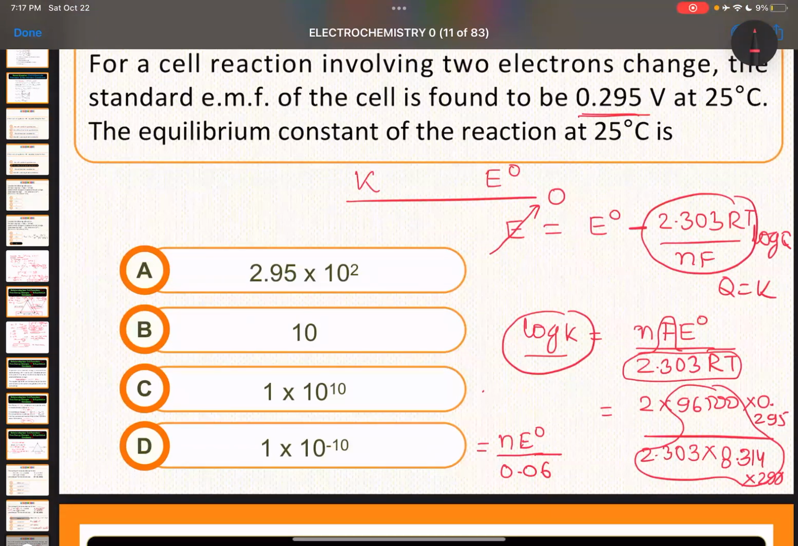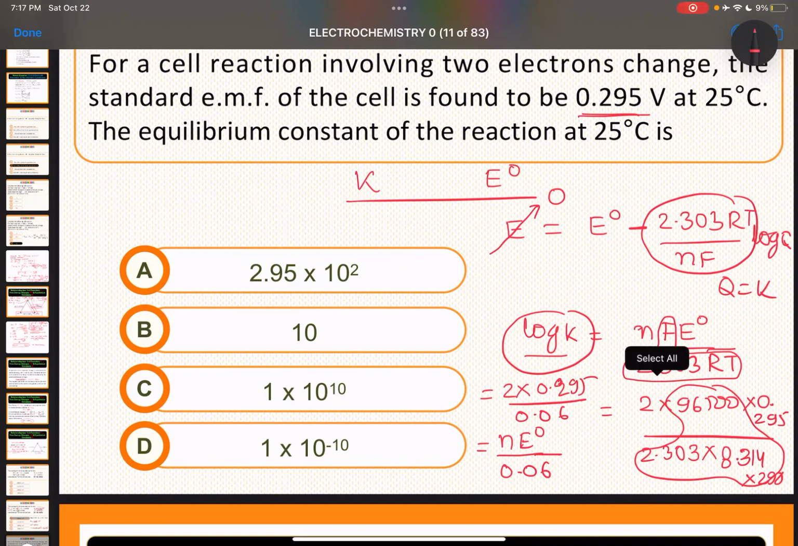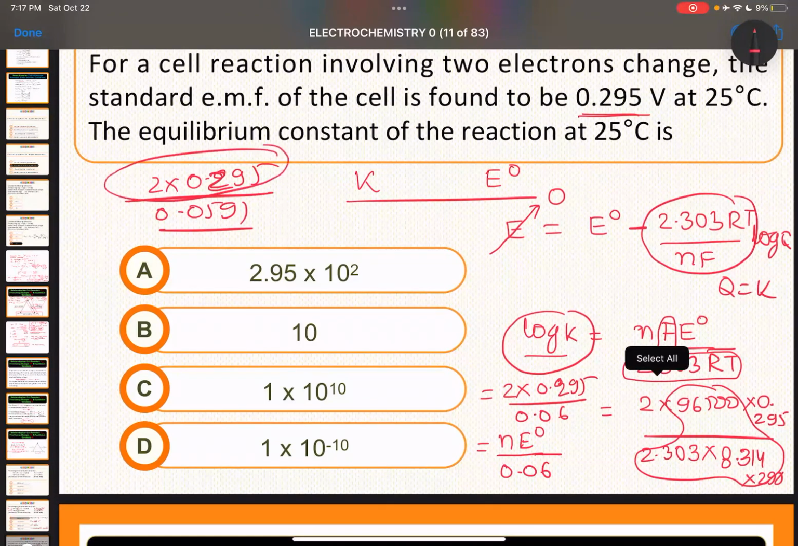Yeah, Memuna. 2 into 0.295. What will be the answer? Tell me. By 0.06. What is the 2 into 0.295 divided by 0.0591? Okay, this was the actual value. So what is 295 into this? It is how much?